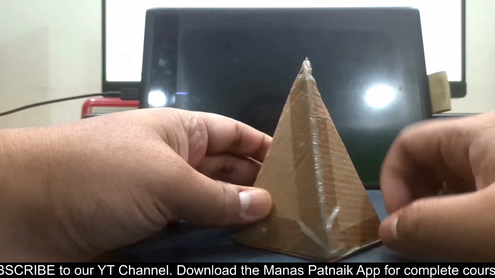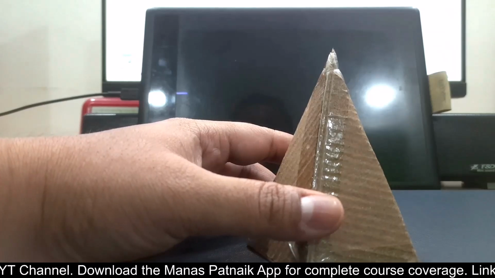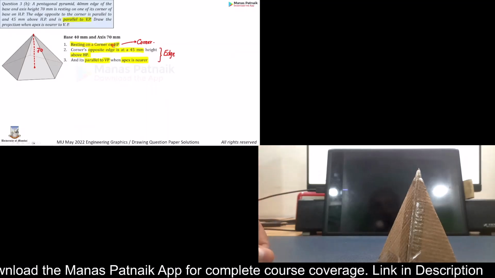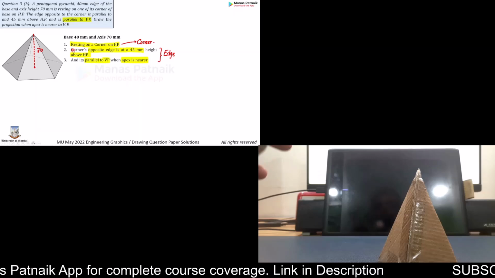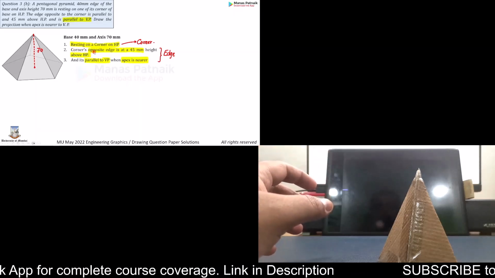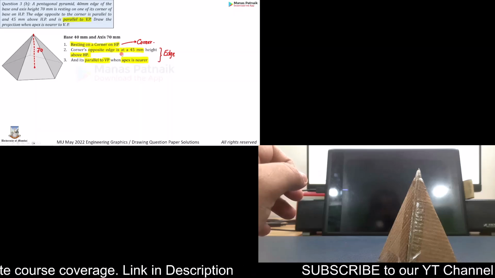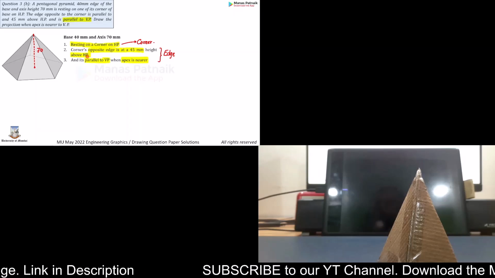Now, it has been given in the question that it is resting on a corner on HP. Let me switch to a different mode. Here it is. Resting on a corner on HP, isn't it? Okay. And read the second condition also. The opposite edge to that corner is at a height of 45 mm above the HP. So let me show you in the demonstration how these two conditions work.